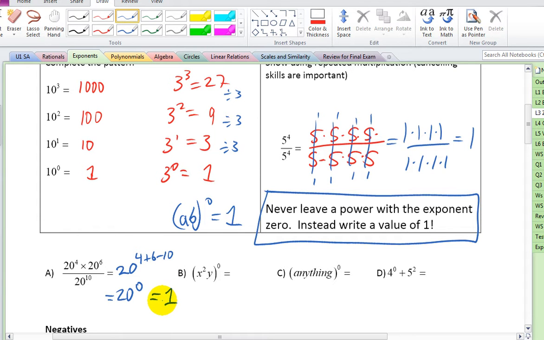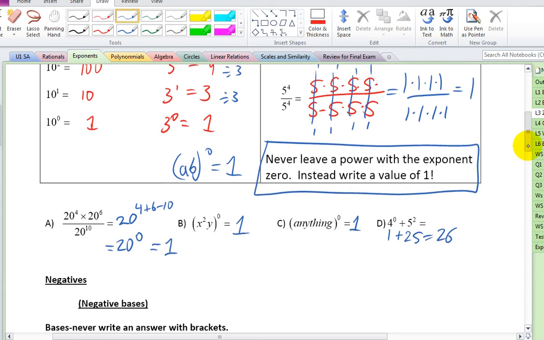Okay. B, we already did example right above. The entire base equals 1 because of the exponent on the outside. What does C equal? 1. What does D equal? Well, 1 plus 25, 26. So don't get lulled into 1, 1, 1, 1. Only the base with the exponent has a value of 1.